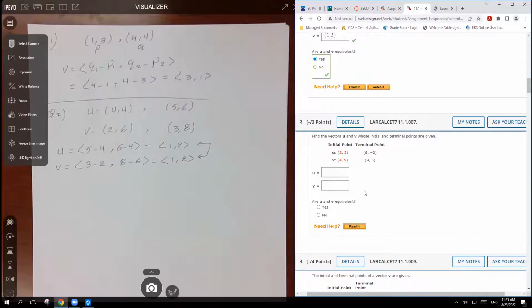It's exactly the same thing. You have an initial point and a terminal point. You have to find the vectors first, because you have 2 points. Then you're going to check if it's equivalent or not. We still have time. I'm going to give you like 2 minutes to tell me if it's equivalent or not.